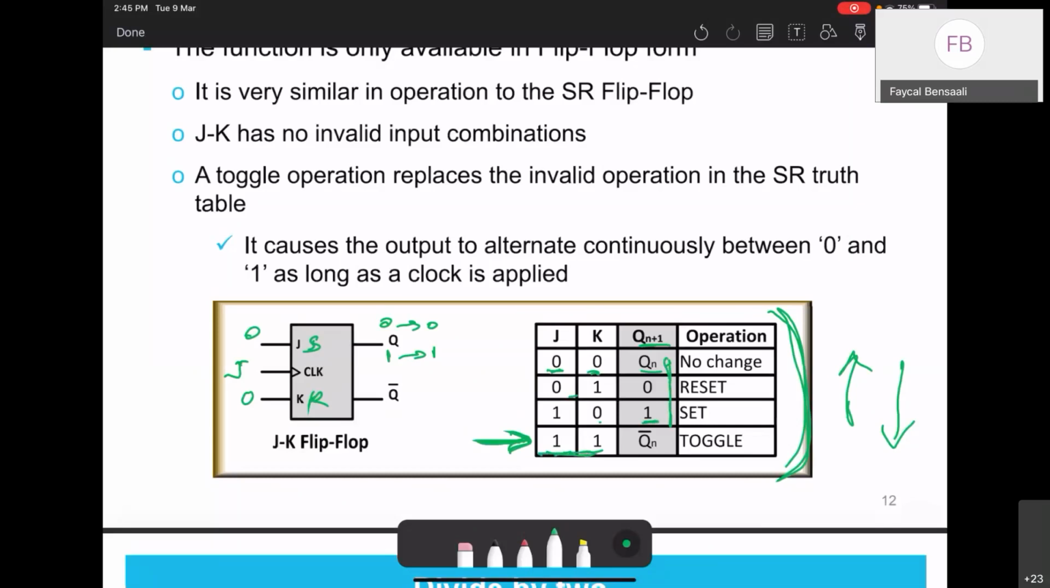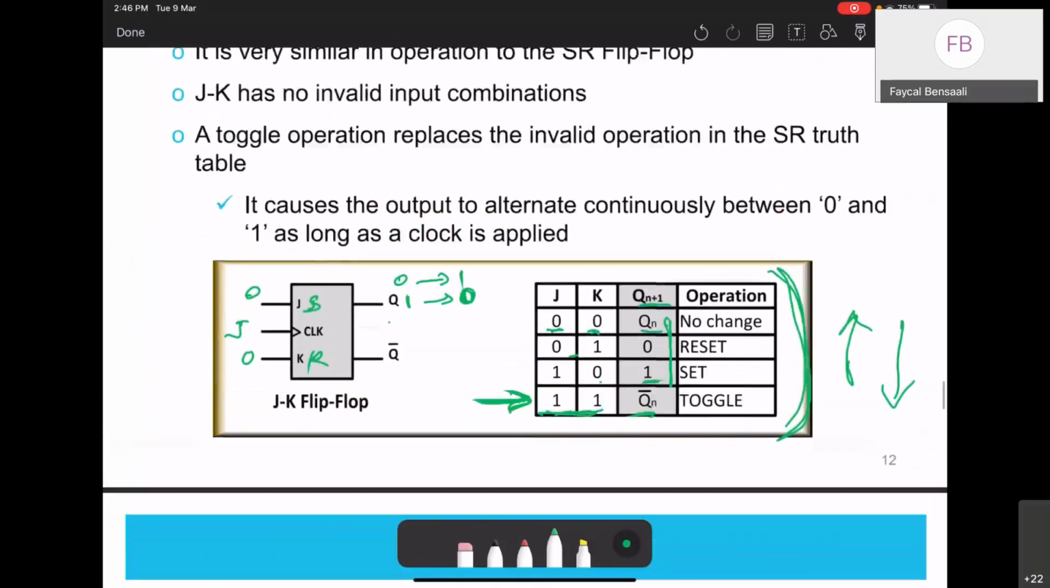The difference, as I said, is the last one. If J and K are both 1, 1, in this case, we will get the next Q is the opposite of the previous Q, of the current Q. So if current Q is 0, the next Q is 1. If the current Q is 1, the next Q is 0. So it's Qn bar, the opposite. I hope this is clear.